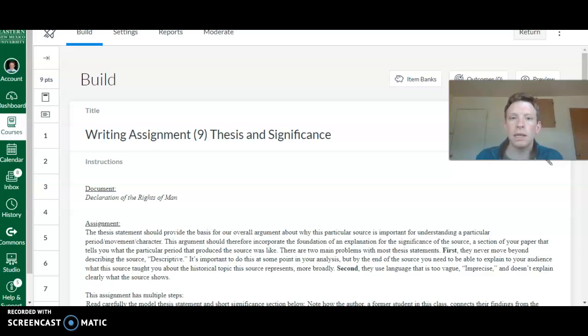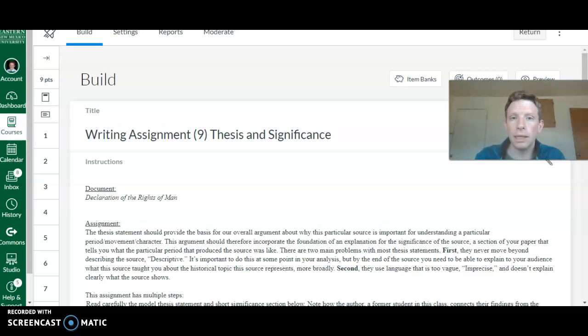The significance statement basically just expands on the thesis statement. It expands on the second half of the thesis statement, saying, given that we see these themes in this context, given that we see the Declaration of the Rights of Man emphasizing these themes of, say, equality and liberty in the context of the French Revolution, this tells us how the French Revolution is an effort to implement the ideals of the Enlightenment movement. And then you go into that in a little more detail.